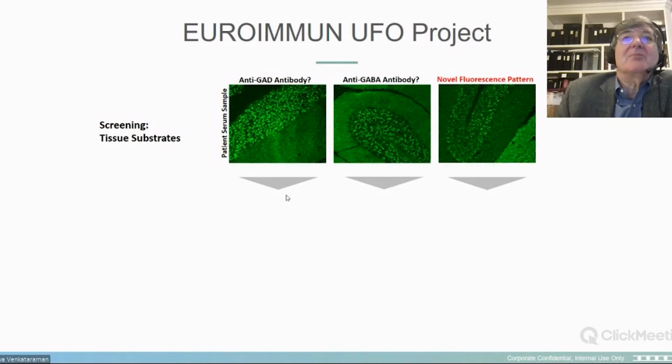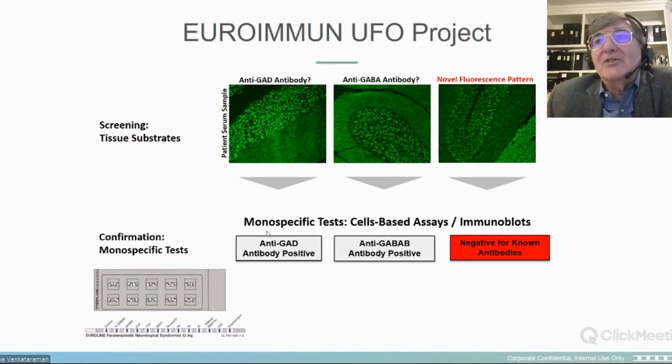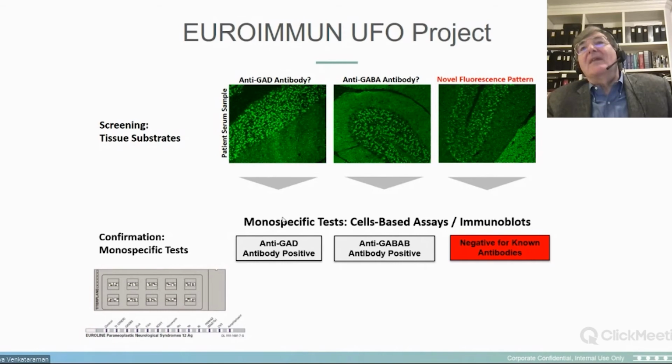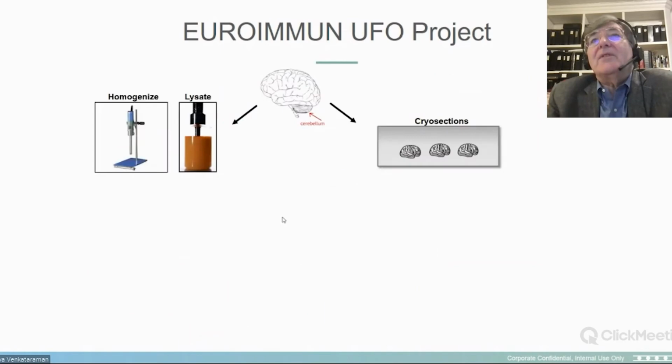For example, when one sees a GAD pattern on tissue and it's confirmed GAD, one's happy. Same thing for a GABA B receptor, one's happy. But if you see a novel fluorescent pattern, or a pattern that looks like one you've seen before but does not have confirmation that it is the suspected specific antibody, that specimen becomes a candidate for the UFO project. Next slide.